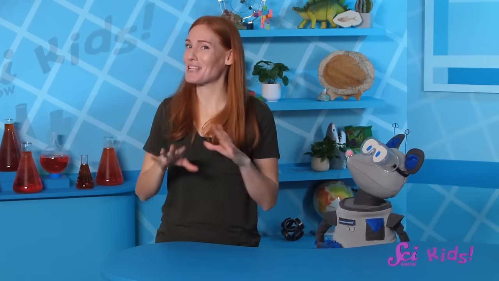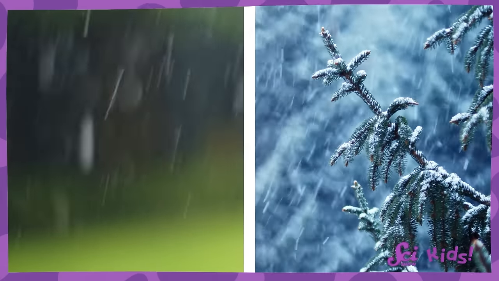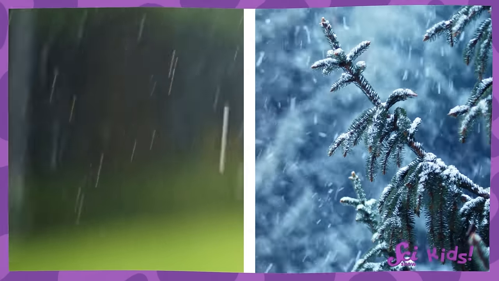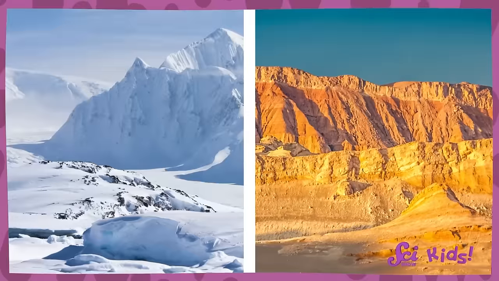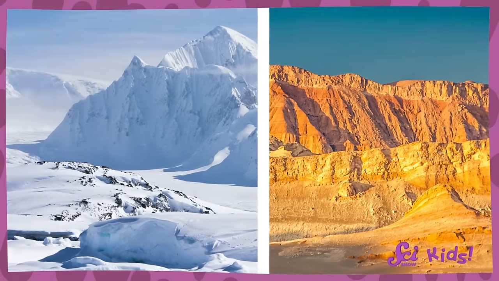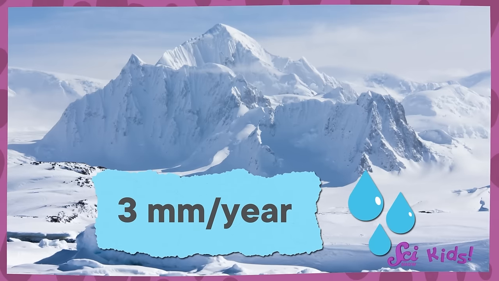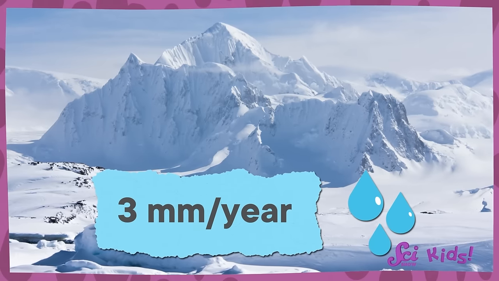Being a desert is all about how much water falls to the ground. And water can either fall as rain, which is liquid water, or snow, which is solid ice. Some scientists think that Antarctica is just as dry as the Atacama. In parts of Antarctica, only 3 millimeters of water might reach the ground, even less than the Atacama.